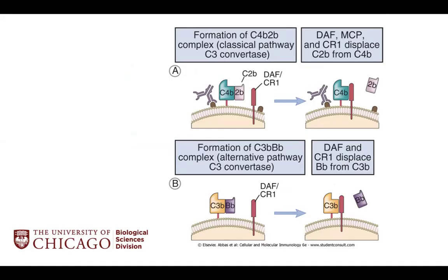So here is an example of DAF, MCP, and CR1, which will displace C2B from C4B. So remember, C4 is that first one that will actually attach to the membrane. And you have these competitive inhibitors, which instead of allowing this to become a C3 convertase, will just pop it off and inhibit this whole formation. This is showing both the classical pathway, but also the alternative pathway as well.